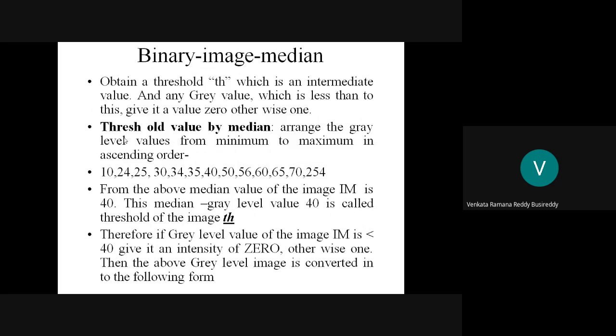For converting into a binary image, I look at all the values and go for different approaches: average, median, whatever I like. Here, I went for threshold by median. The median is 40. Below 40, I go for one value; above 40, I go for another value.